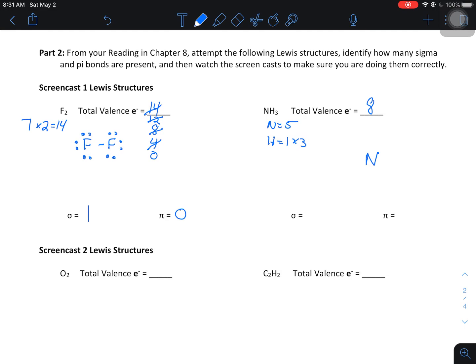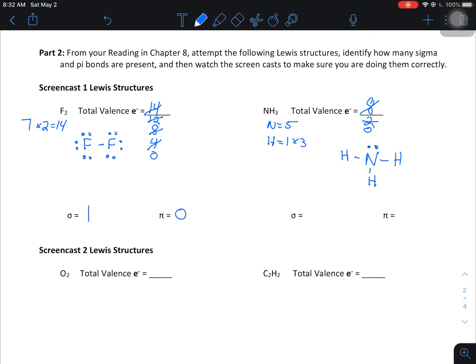I'm going to attach my hydrogens to the central atom. That uses up 6 of my available electrons, leaving 2 behind. Hydrogen again follows the duet rule. It maxes out at 2 electrons. Since each hydrogen has 2 electrons involved in the bond with nitrogen, hydrogen can take no more electrons, which means my last 2 electrons I'm going to try to place onto the nitrogen.